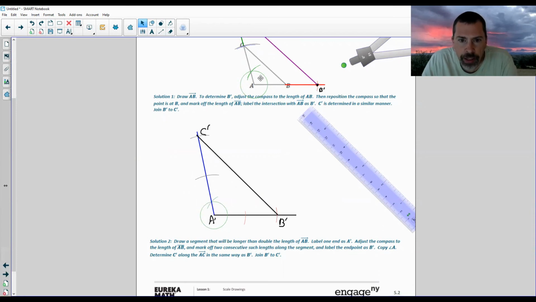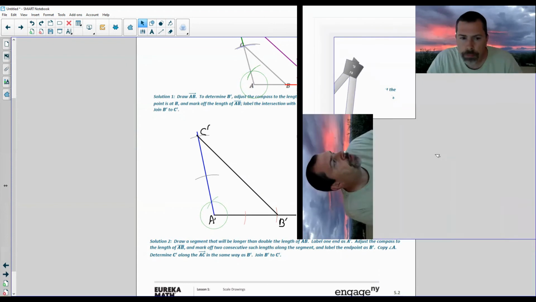I copied angle A, doing a circle, putting the stylus here, measuring the other intersection point, copying that, and that gives me my angle, and draw the blue line longer than double. And then you take the compass, measure AC, and make a mark, put the compass there, and go the same distance a second time and connect the 2 points, or the 2 lines. And that makes triangle A prime, B prime, C prime in 2 different ways.